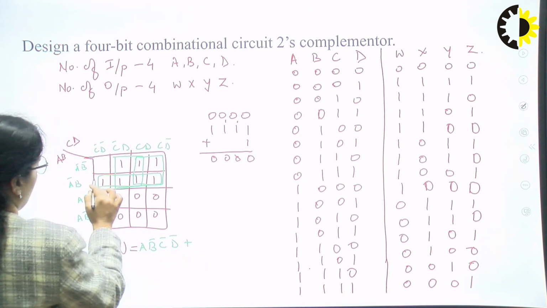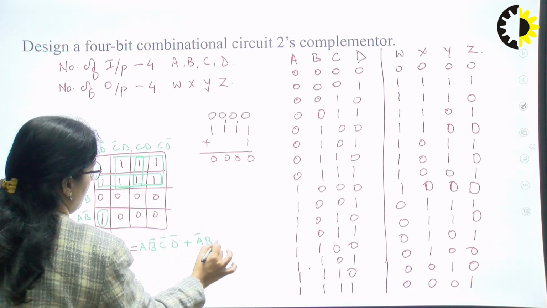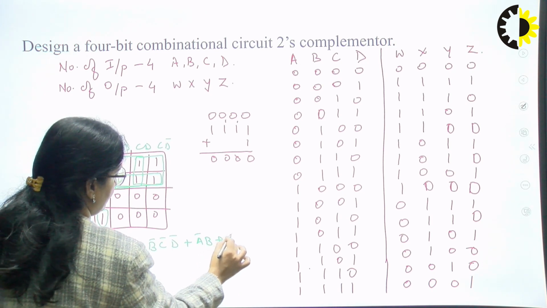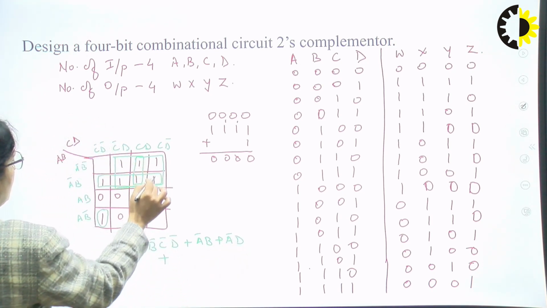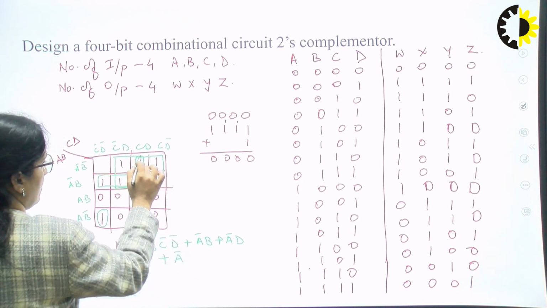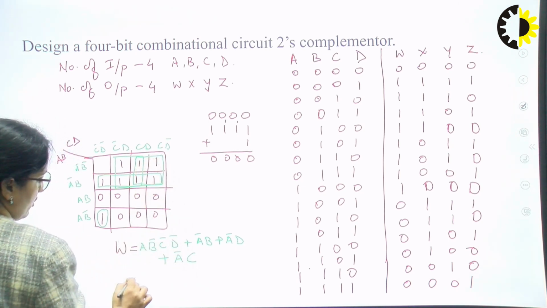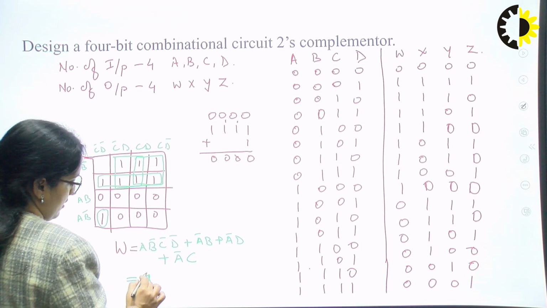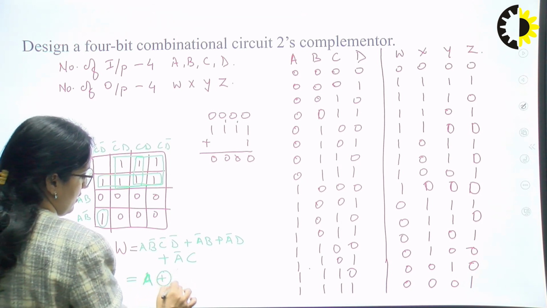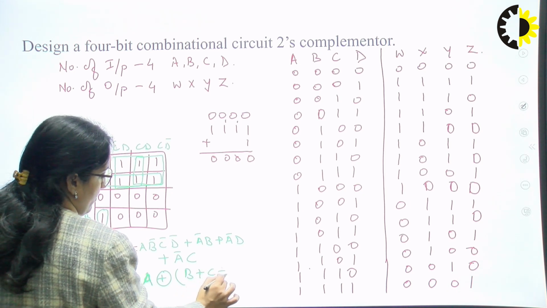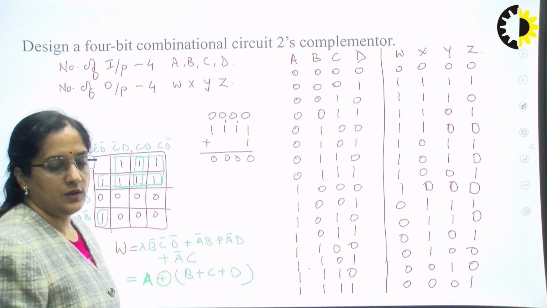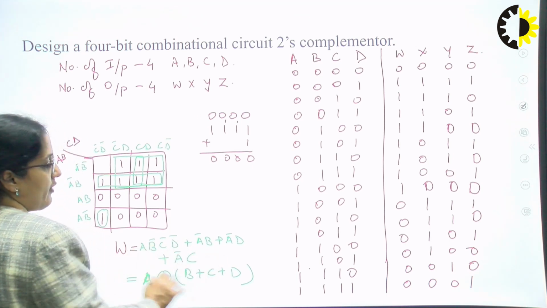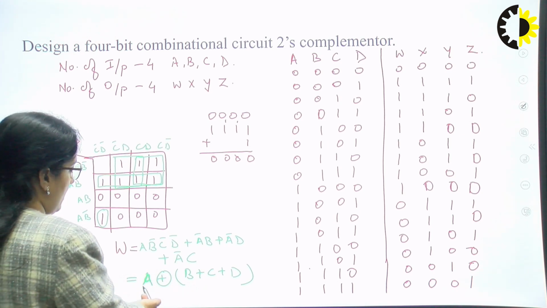Now when we write for this, it is A dash B, and for this, it will become A dash D. And the last one will become A dash C. When we solve this, we have a value like A XOR with B plus C plus D. This will be the expression if we resolve this, and we will find it in terms of XORing like this.